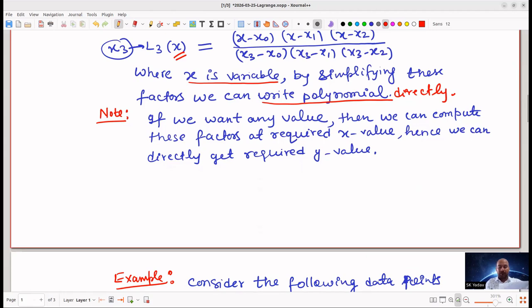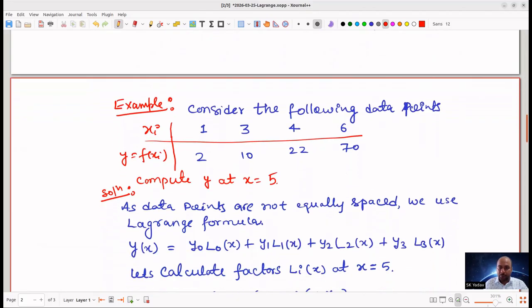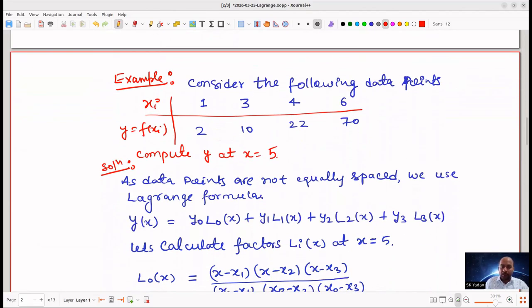So let's see one example here. Consider the following data points I have taken here: xi and y equal to f(xi). These data points are 1, 3, 4, 6, and the corresponding y values are 2, 10, 22, and 70. For your convenience, you can denote this as x0, this is x1, this is x2, and this is x3, and these are the corresponding y values. So we have to compute y at x equal to 5. So x equal to 5 means xp equal to 5.